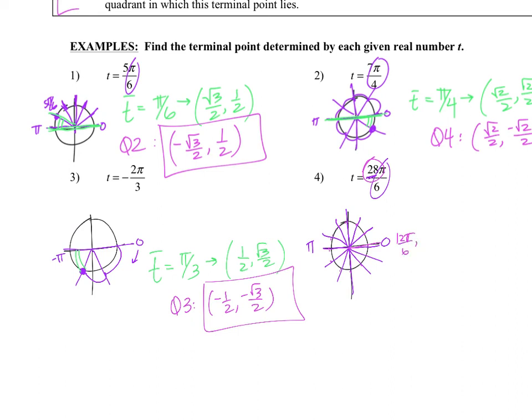If I go all the way around again, so I was at 12 pi over 6, if I go all the way around again, it's another 12 pi over 6. That's 24 pi over 6. And then I can go 25, 26, 27, 28 is right there. So I can keep going around this track or this unit circle until I get to that spot. That's where 28 pi over 6 is. The next thing I need to do is find t-bar.